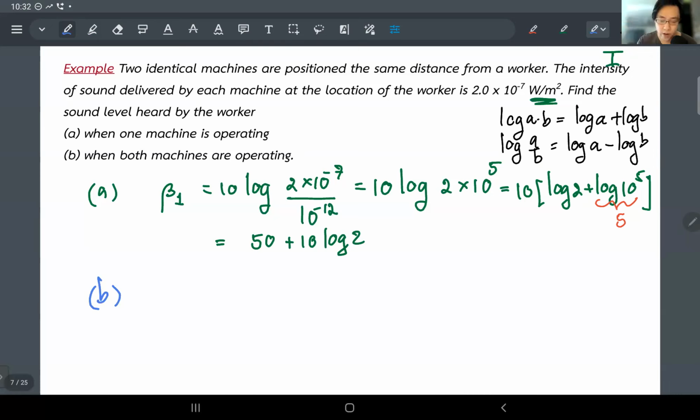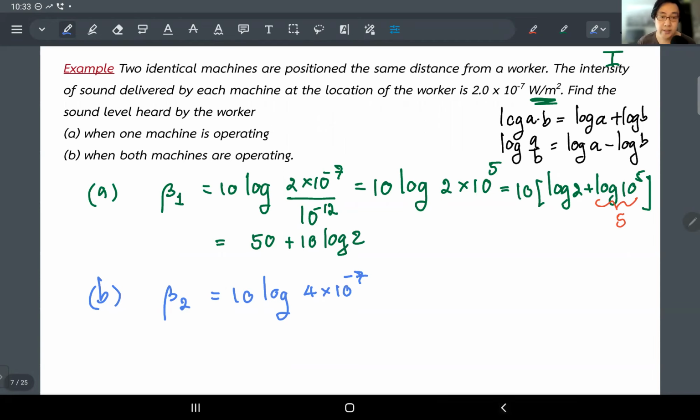Now, what happens when two machines are running? Let me call it beta 2. You do the same thing, so it's going to be log. Now, the intensity is based on the power of the source, right? And when we have two machines running at the same time, the power doubles from the source, so the intensity will double along with it. In conclusion, power goes with intensity one-to-one. You increase power 10 times, intensity increases 10 times. You increase power 100 times, intensity increases 100 times. Same thing here. So the intensity you get when two machines are running is just twice that of a single machine running.